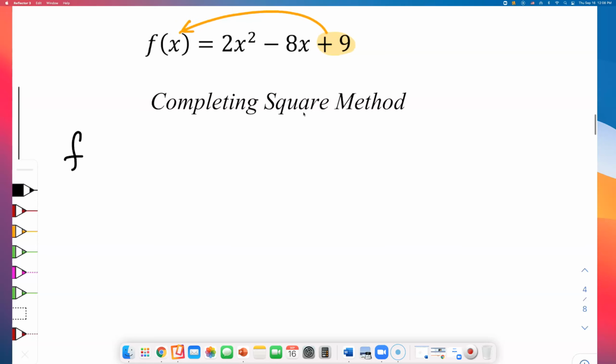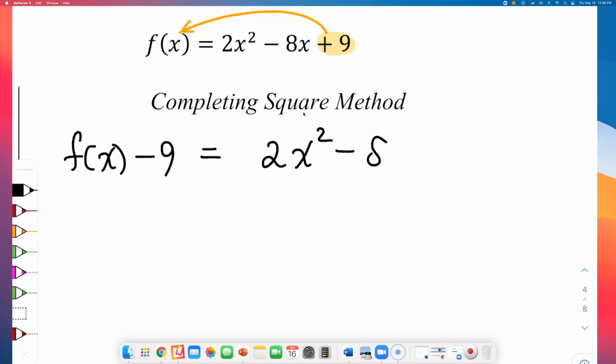So I will have f of x minus 9, and on the other side I have 2x squared minus 8x, okay? So step number 1 is the same. Move that useless constant to the other side while we do the perfect square work on the right side, okay? All right, this is what you're gonna have to do.